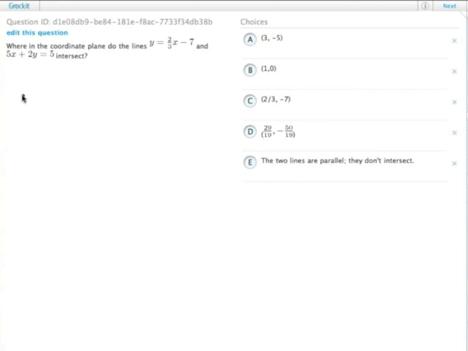Where in the coordinate plane do the line equations y = 2/3 x minus 7 and 5x plus 2y equals 5 intersect? It could be pretty tempting to draw this out, and if you are fast at that sort of thing, by all means do it.